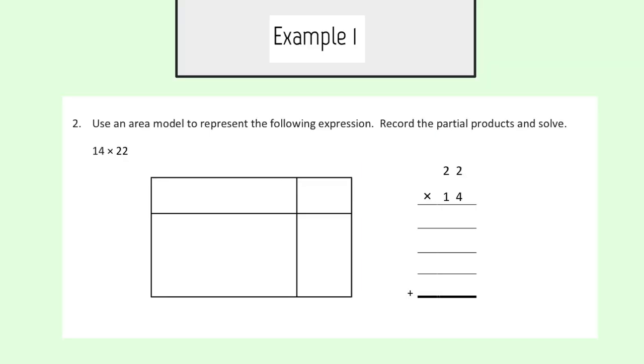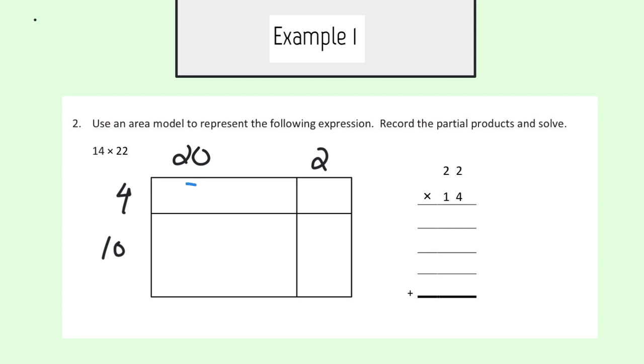Now that we've gone over our vocabulary, we can get into example 1. So we're going to begin by reading the directions. Our directions tell us to use an area model to represent the following expression, which is 14 times 22, and record the partial products and solve. So to begin, we're going to split our 14 into 10 and 4, and our 22 into 20 and 2. Now we can solve by multiplying all these numbers together in order to fill in every box.